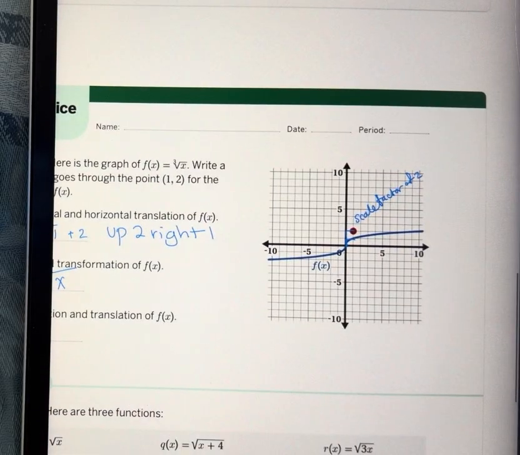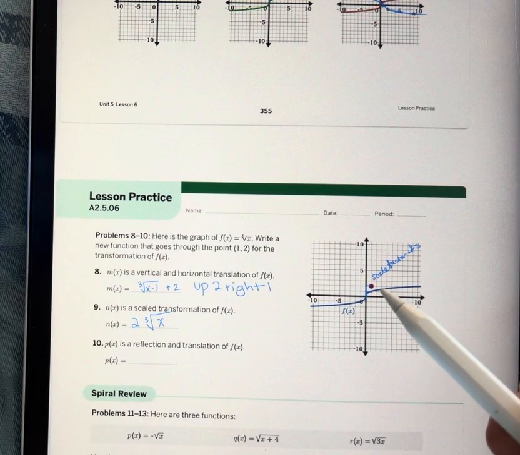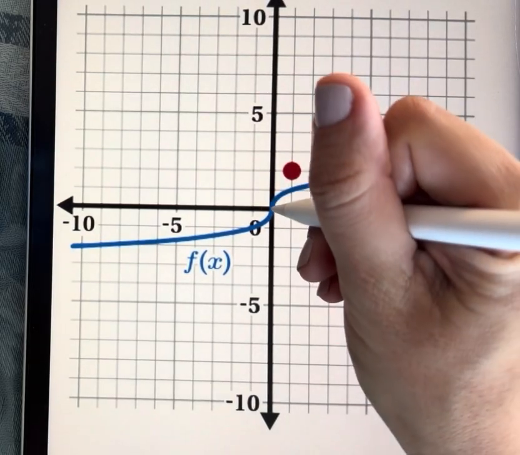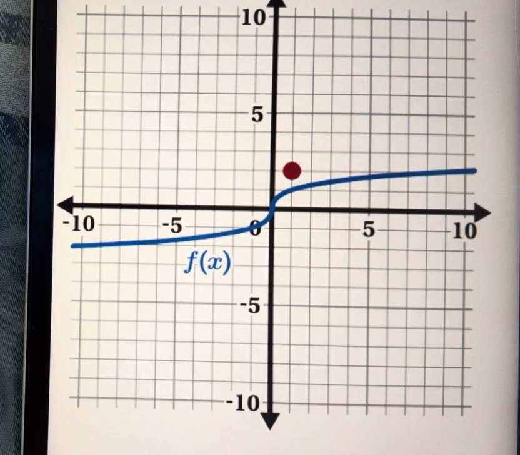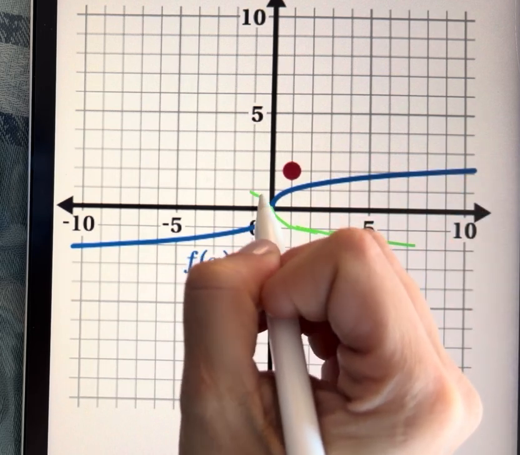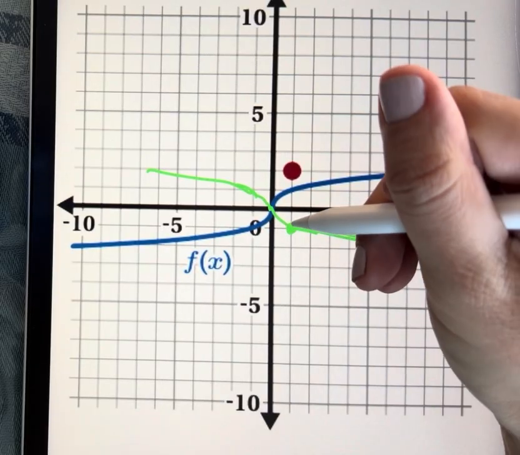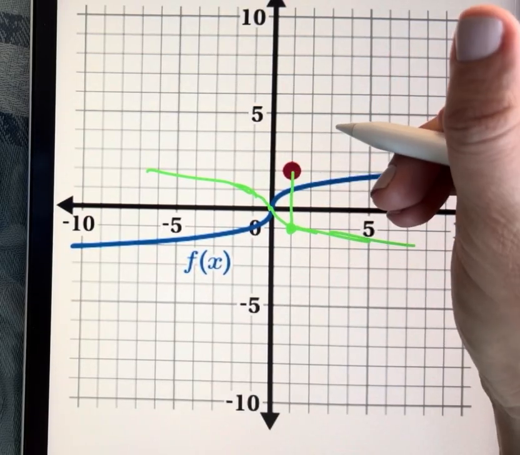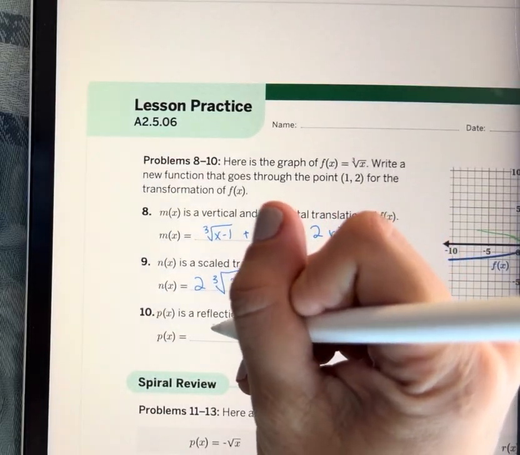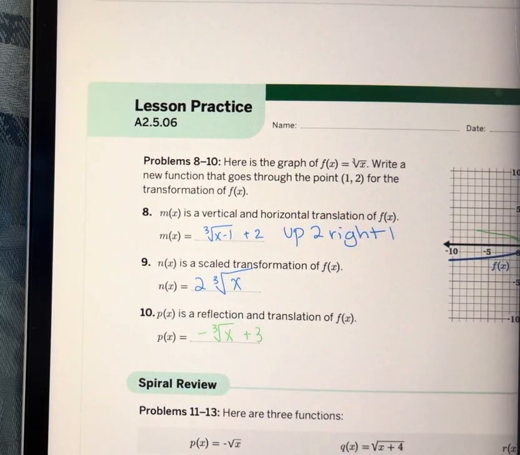Okay, and then now we want there to be a reflection and a translation. So a reflection, no problem. That's going to make us go like this, though. We'll be going this way instead. So then now, if I do the reflection, then I must translate 1, 2, 3 up. Three up with a reflection. Okay?